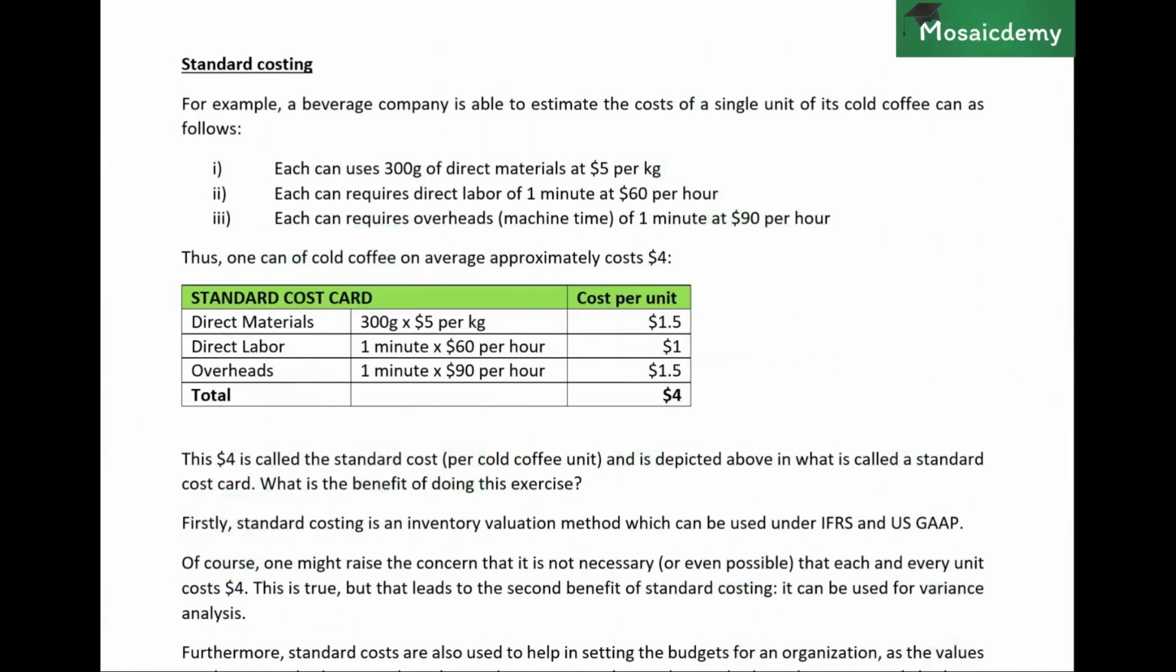So, what is standard costing and what's its purpose? Basically, think about a company which produces the same type of product over and over and over again. Given the fact that the product's design doesn't change, it's more or less uniform and they're producing it over and over again, they should in theory be able to come up with an estimate on how much material is used each time, how much labor is used each time, how many overhead costs are incurred each time.